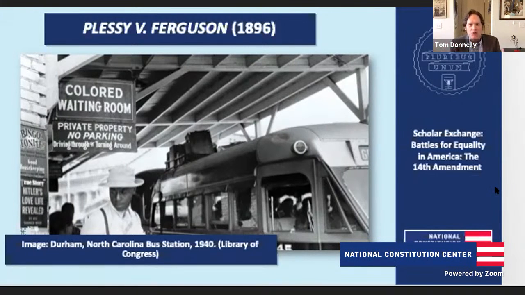Here's the powerful language from Plessy. I'm going to read it just because so many people after this point rely on this language when arguing what the 14th Amendment means. He said, "In the eye of the law, there is in this country no superior, dominant, ruling class of citizens. There is no caste here. Our Constitution is colorblind and neither knows nor tolerates classes among citizens.